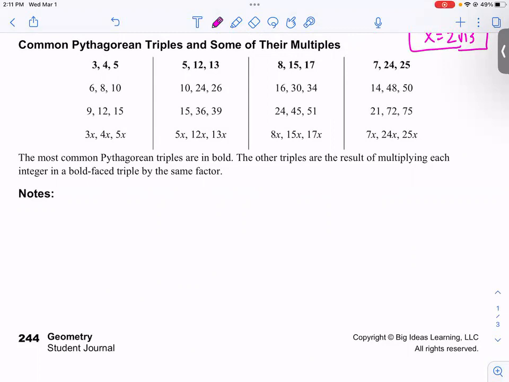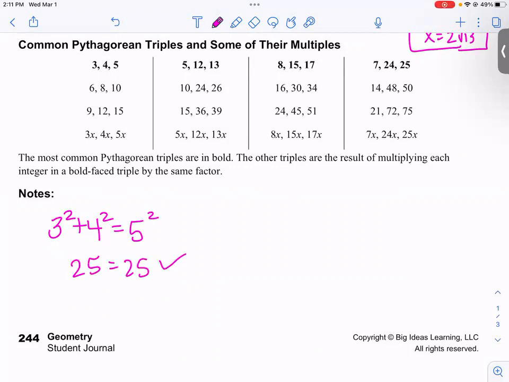Pythagorean triples are 3 numbers that when we put them into the Pythagorean theorem, it works and we have a right triangle. So 3, 4, 5 and 5, 12, 13 are Pythagorean triples, because when we take 3 squared plus 4 squared equals 5 squared, we get 25 equals 25.